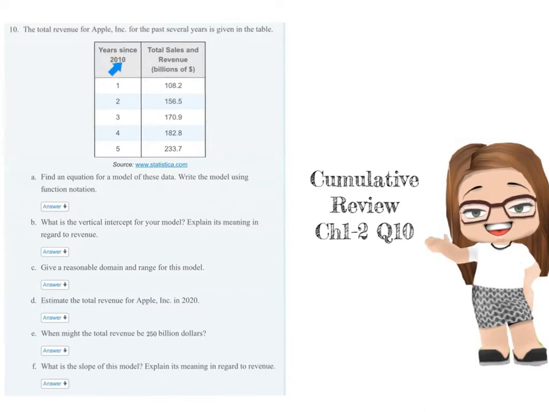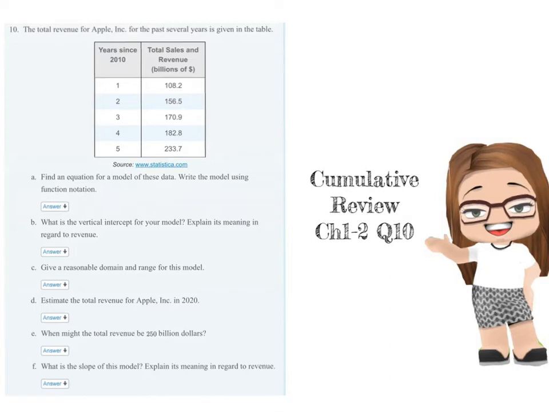Notice it says years since 2010, so the 1 here would mean the year 2011, the 2 would mean the year 2012, 3 would be 2013, 4, 2014, and 5, 2015. Most of the questions will define T to be years since a specific year, so please read questions carefully and look for that description of your input value.